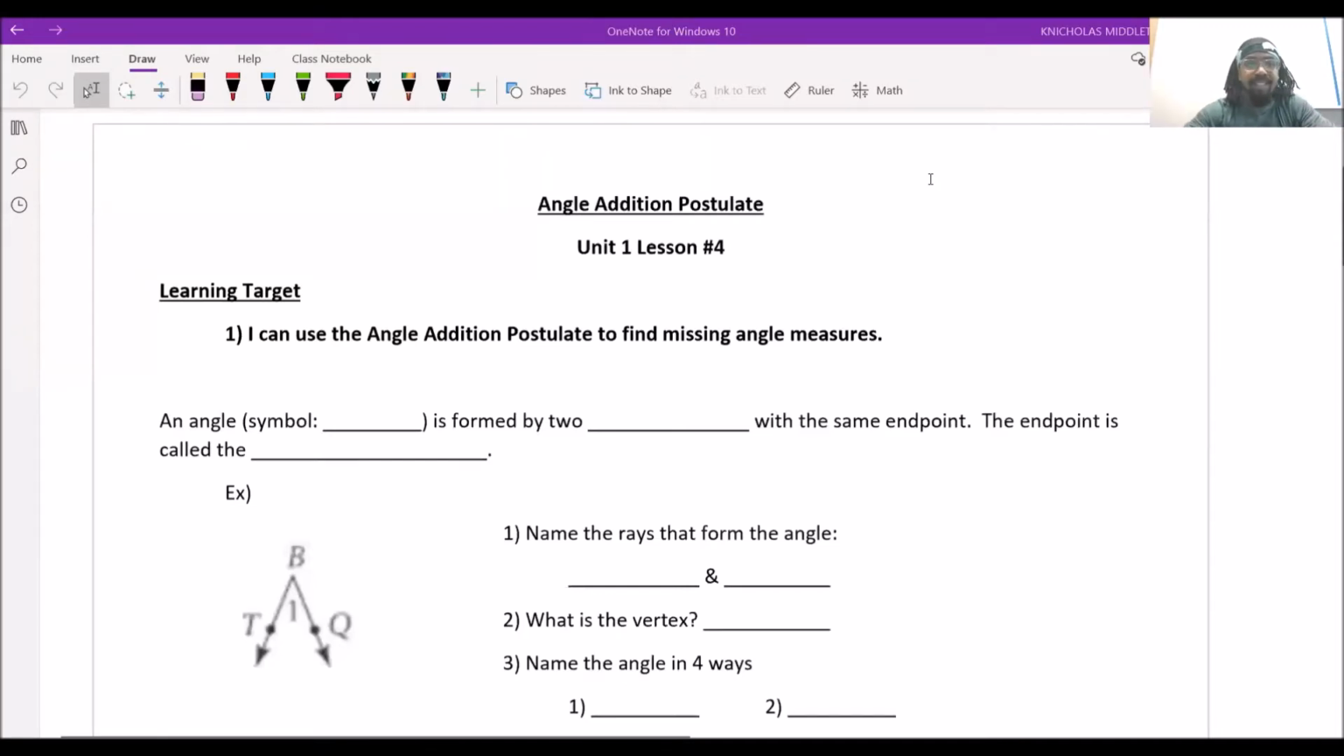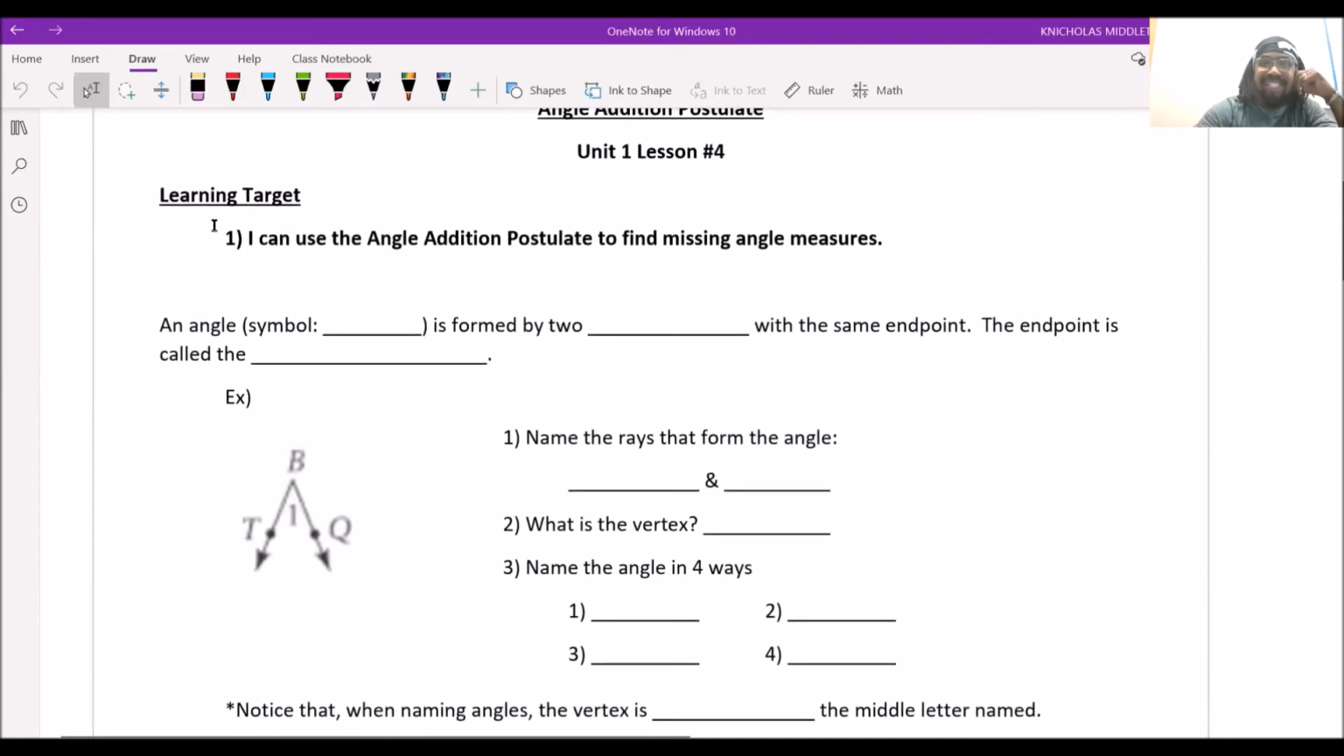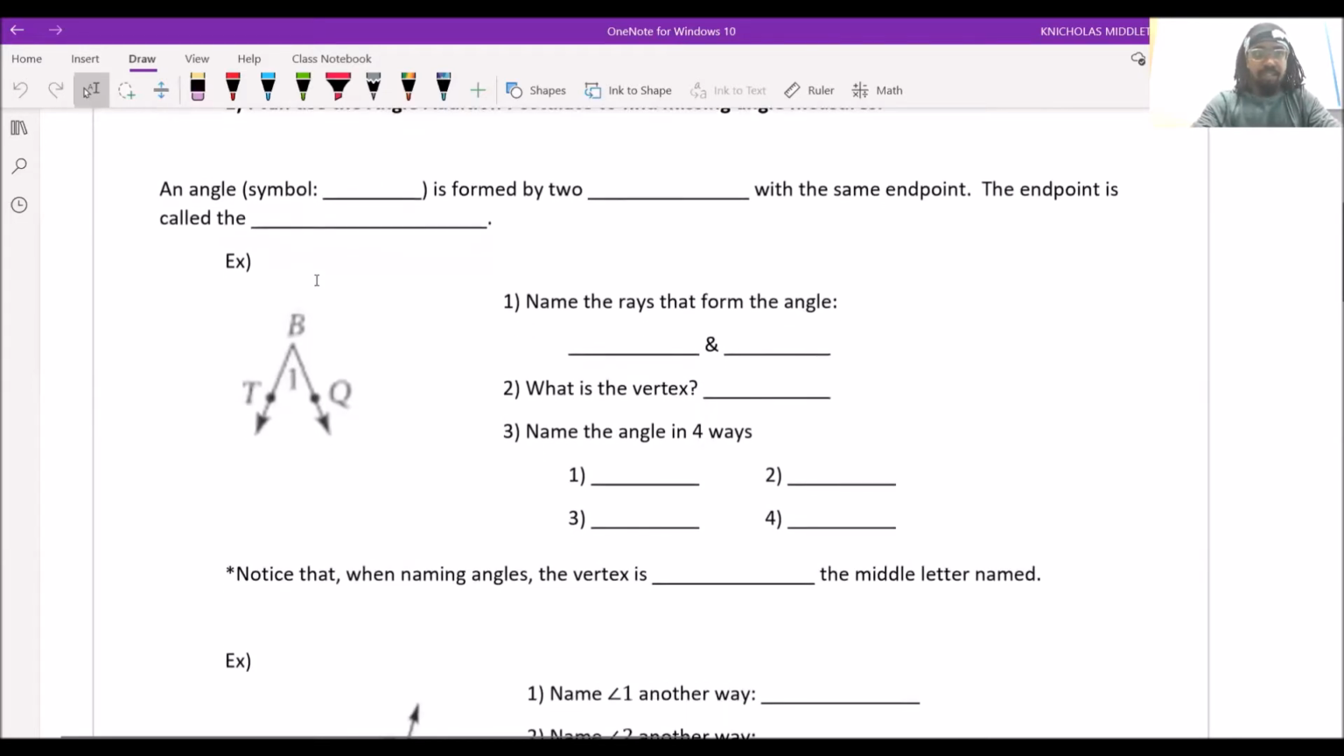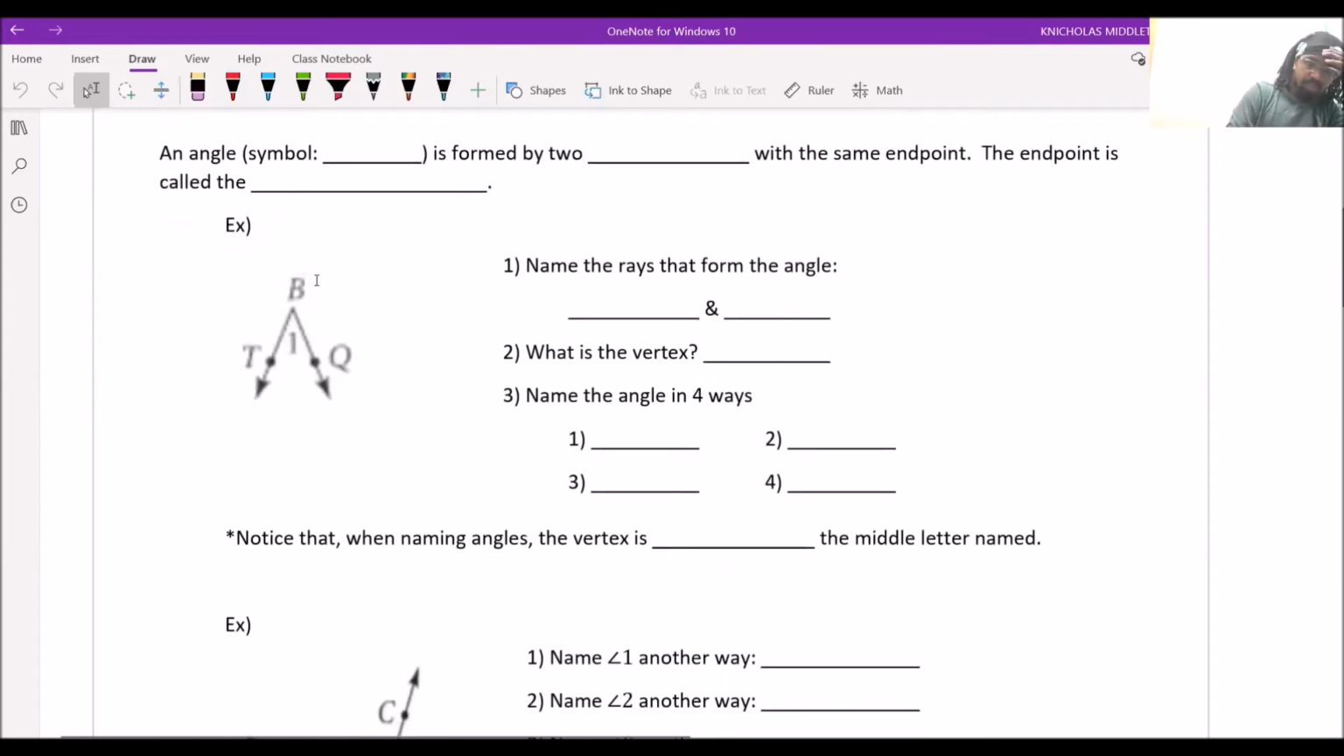Today we are looking at the angle addition postulate. At the end of this video, you should be able to use the angle addition postulate to find missing angle measures. First of all, when we talk about an angle, we use the symbol, it's almost like an L or alligator, I guess. I don't know. An angle. Okay, and it's formed by two rays with the same endpoint, and the endpoint is called the vertex.